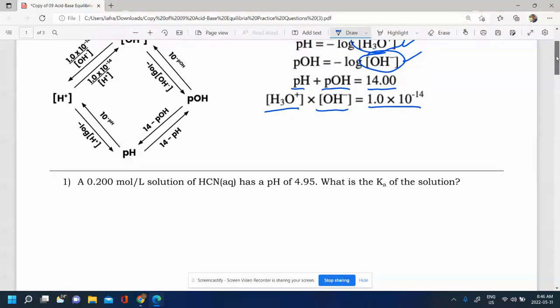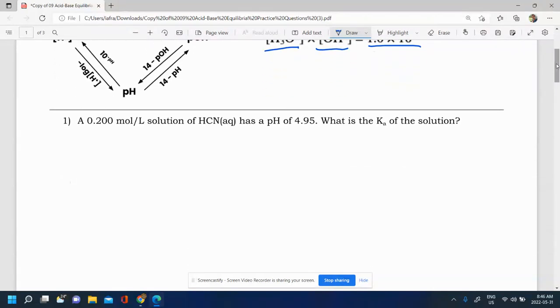So let's take a look at an example over here. We have a 0.200 mole per liter solution of HCN that has a pH of 4.95. What is the Ka of this solution?